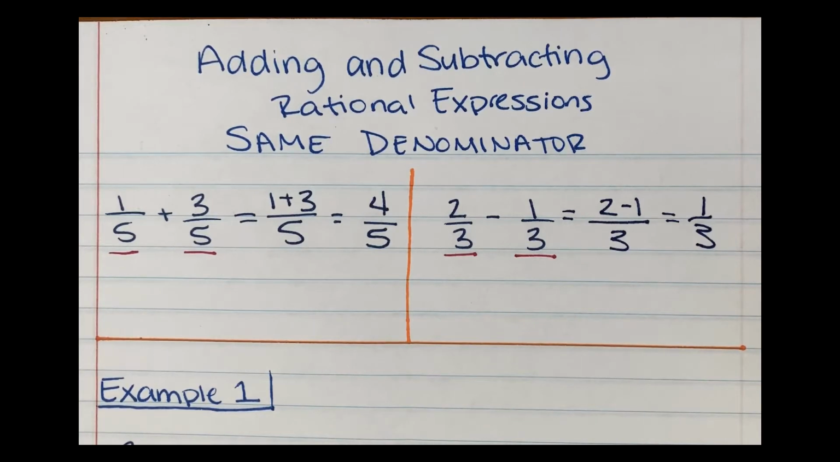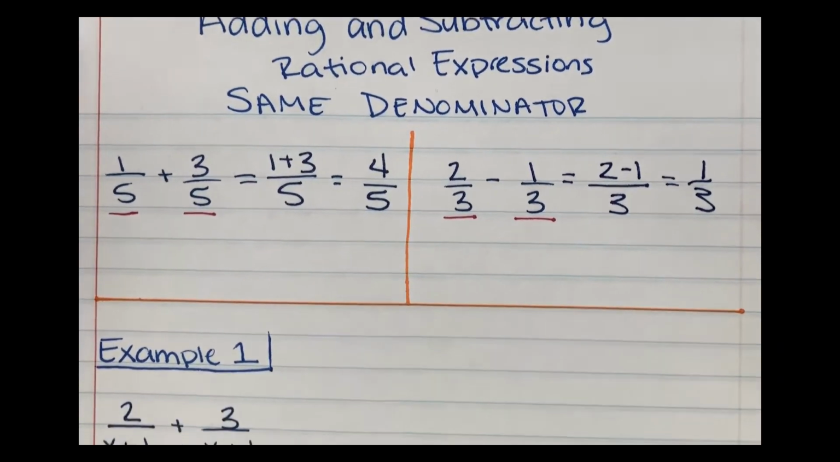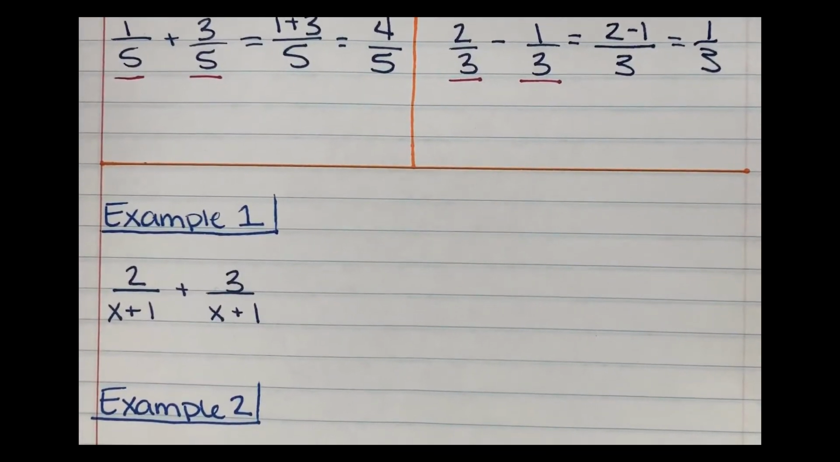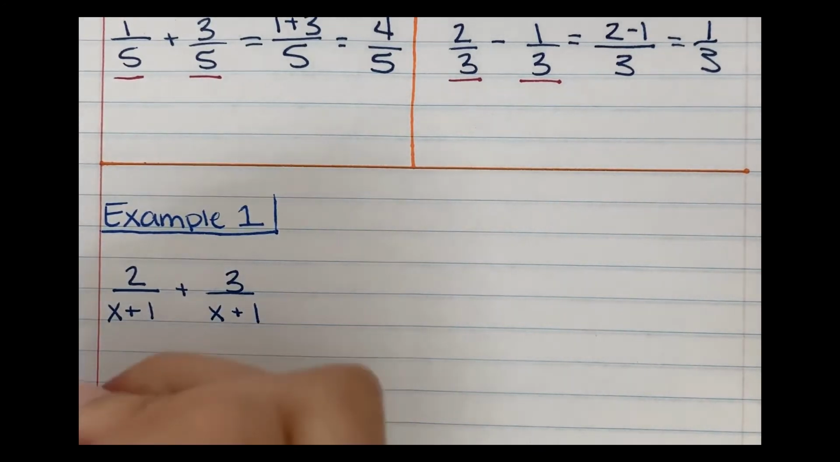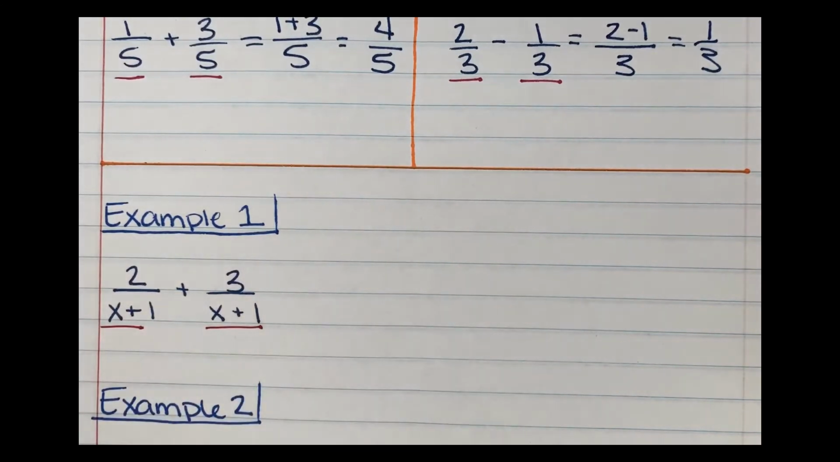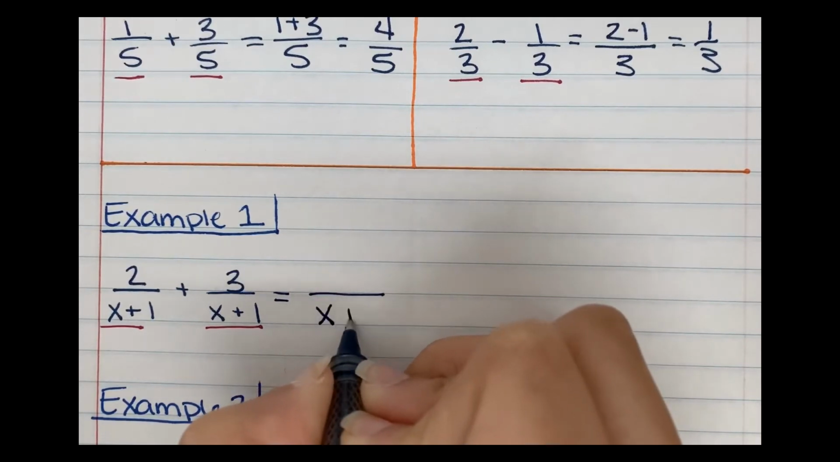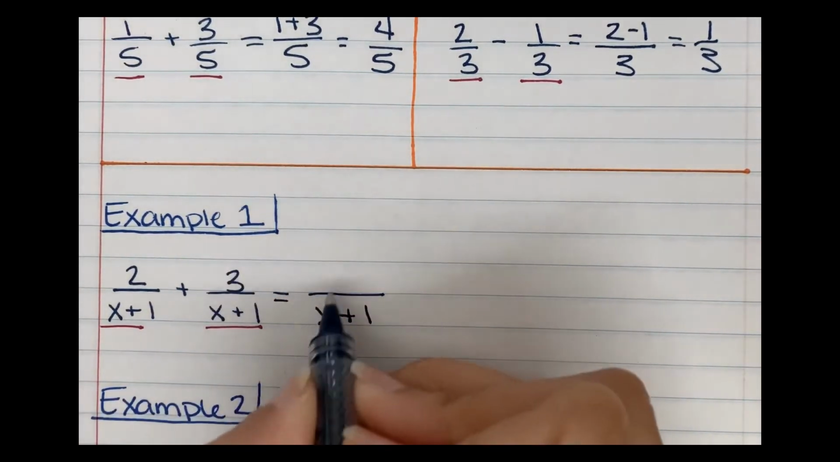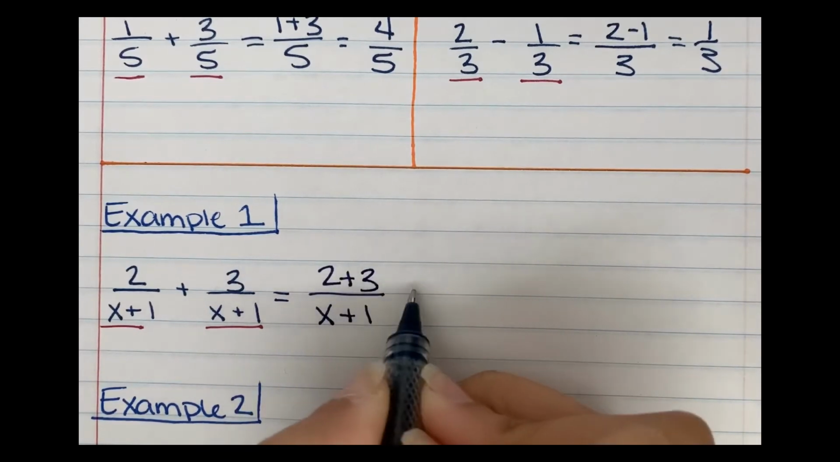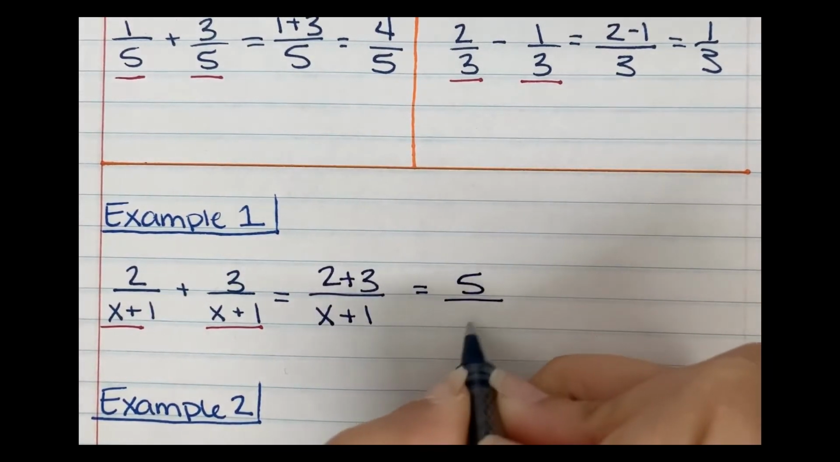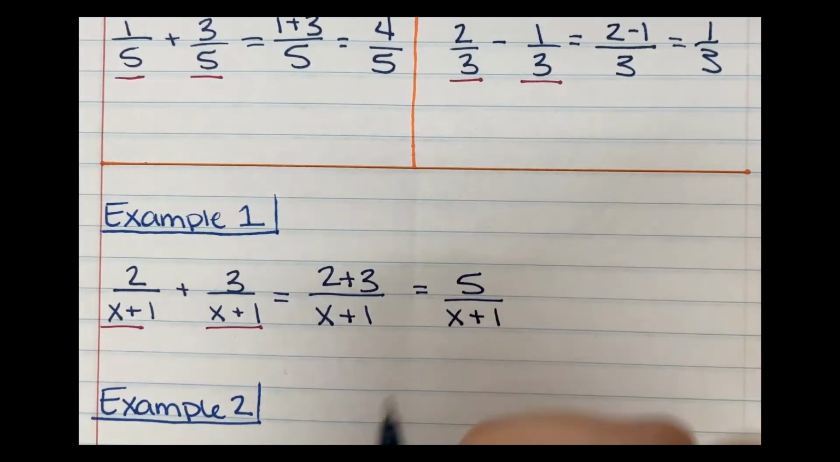So now we're going to apply these exact same rules to adding and subtracting rational expressions. So example 1 is 2 over x plus 1 plus 3 over x plus 1. Notice our denominators are the same. So when we're adding them, our denominator stays the same. So our denominator is still x plus 1. And then we just add our numerator, which will be 2 plus 3, which is 5 over x plus 1. And that's it.